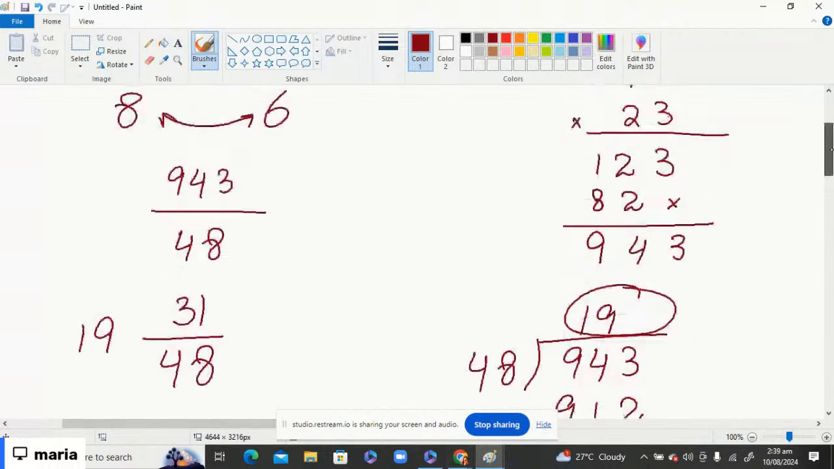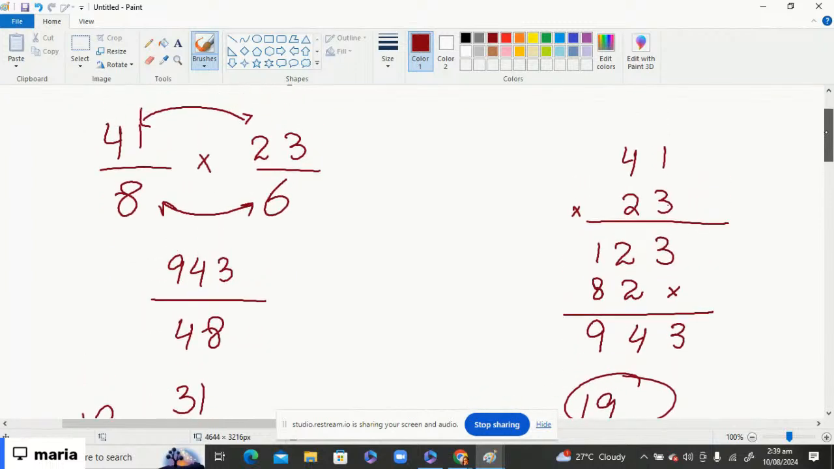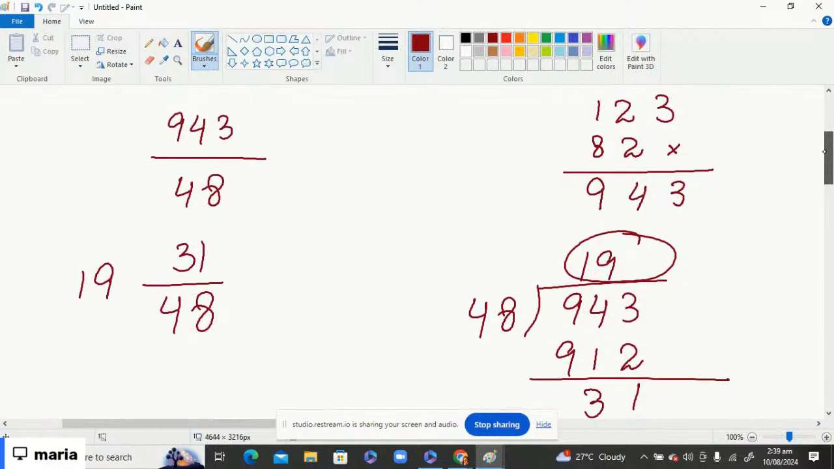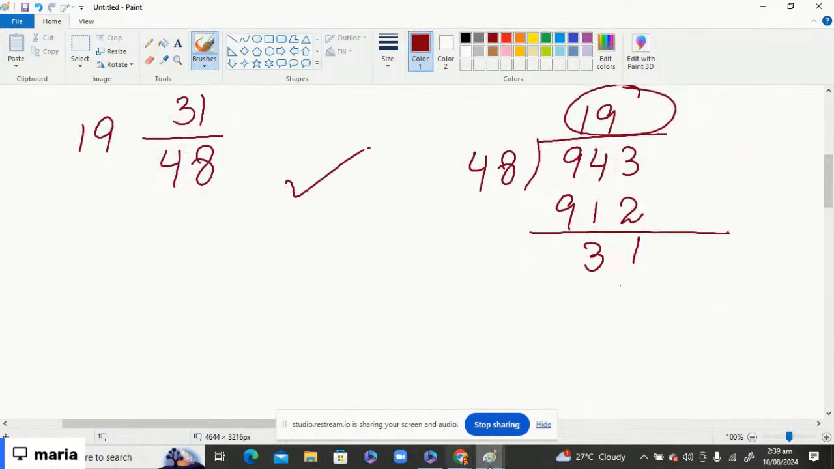This is the question, and I'm going to repeat it again. Here is 5 into 1 by 8 and 3 into 5 by 6. First of all, just solve the mixed fractions. When we solve the mixed fractions, these are the numbers. Now multiply the numerators with each other and the denominators with each other. Now put down some numbers here and divide it.